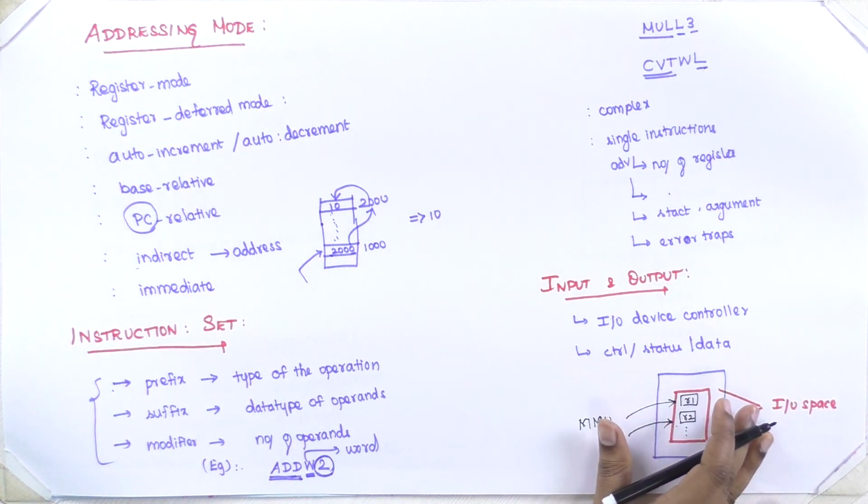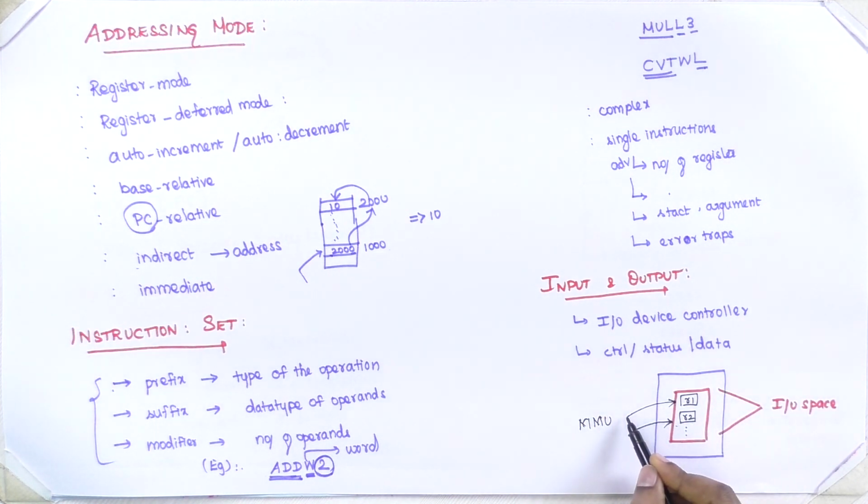So that's how an input and output operation is performed. We will be either storing some data into the registers present in the I/O space from the device, or from the registers to the device. In that manner only, input and output operations will be performed. So that's all about the 6 hardware features in our VAX architecture.